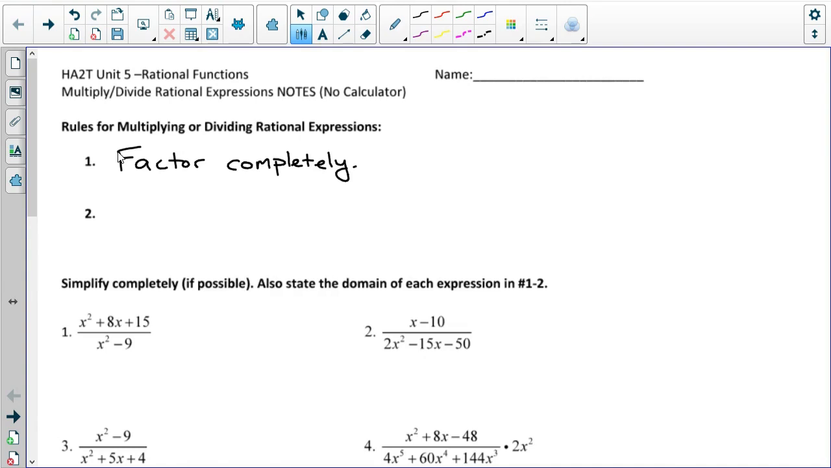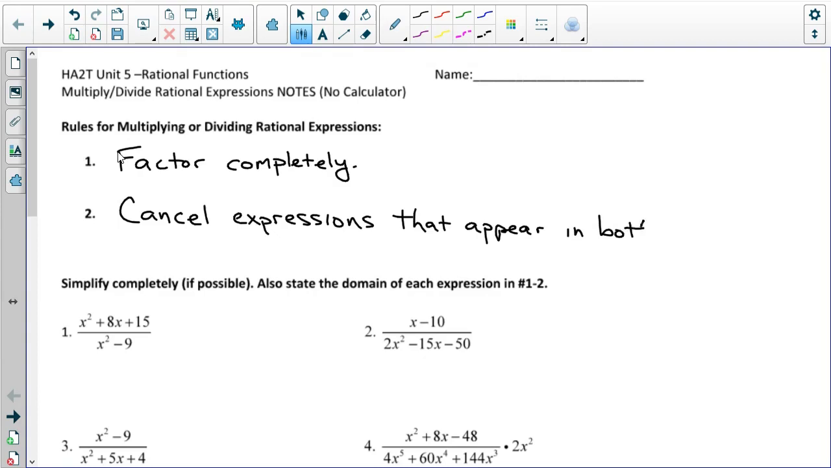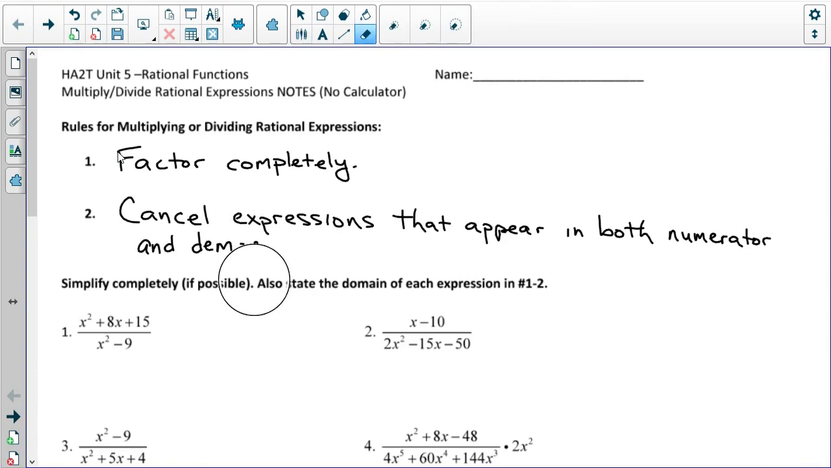Then the second thing that we want to know is we want to cancel expressions that appear in both the numerator and the denominator. That's not how you spell denominator.